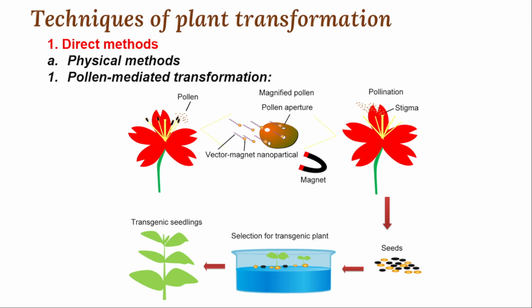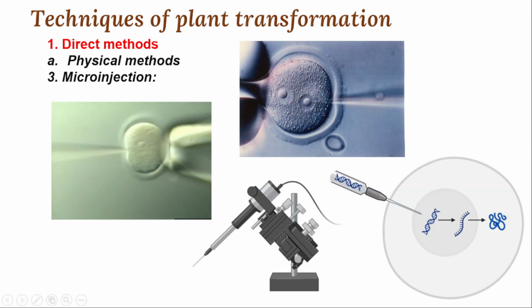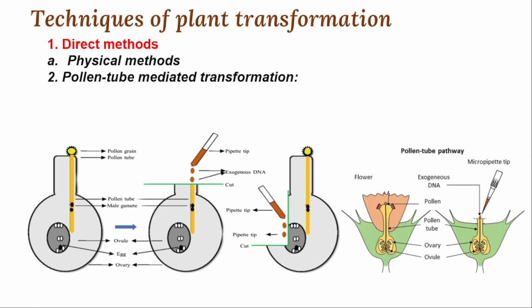How effective is this? The effectiveness is about 40% in getting the genetically modified plant. Next method is called the pollen tube method. What is the pollen tube method?